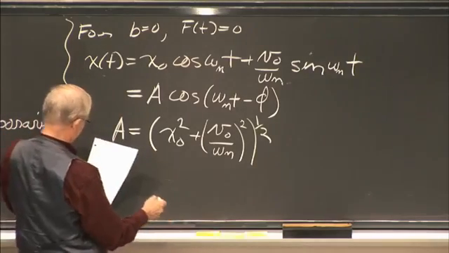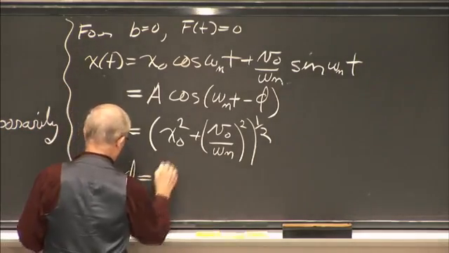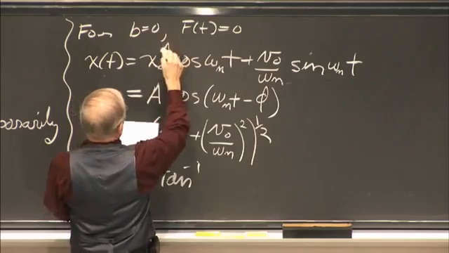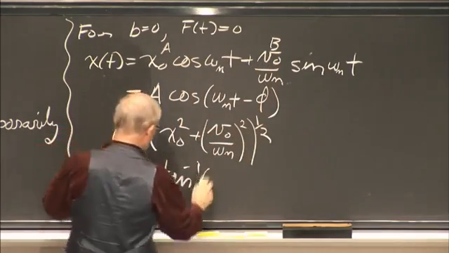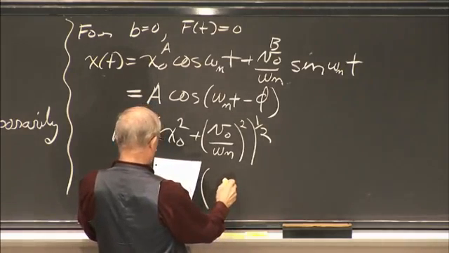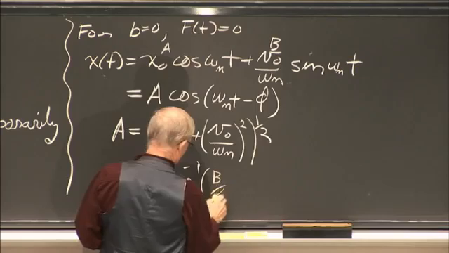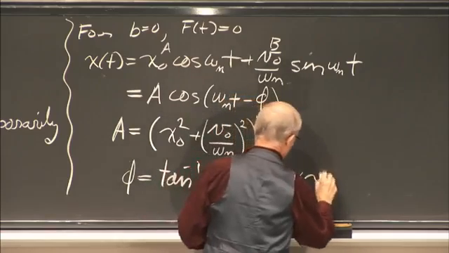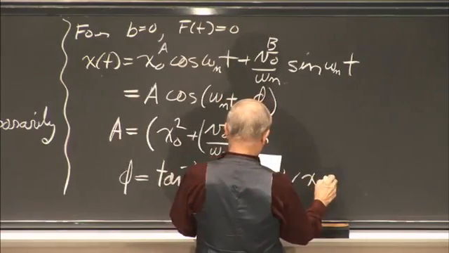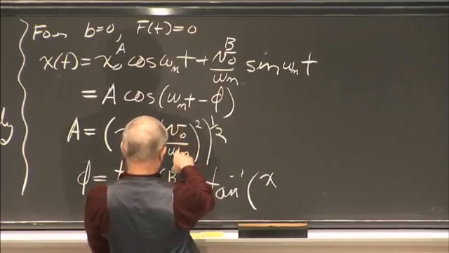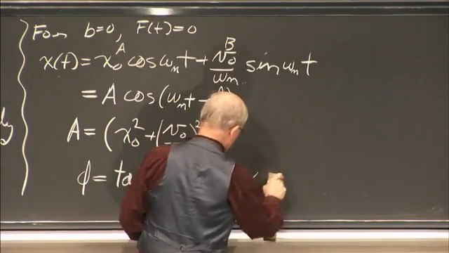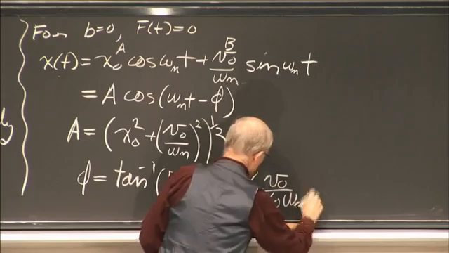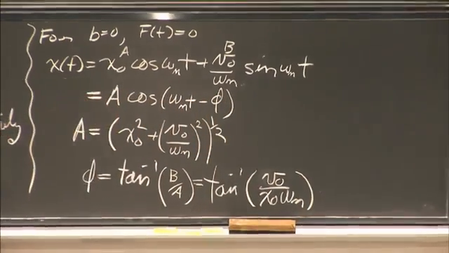And the phase angle, the tangent inverse. I've been calling this an A, and this is the B quantity. It's a tangent inverse of, get my signs right, B over A, which in this case then is tangent inverse of v0 over x naught omega n. That's all there is to it.